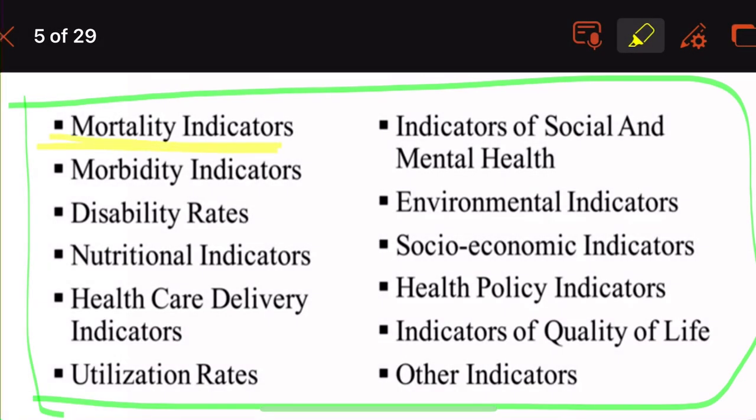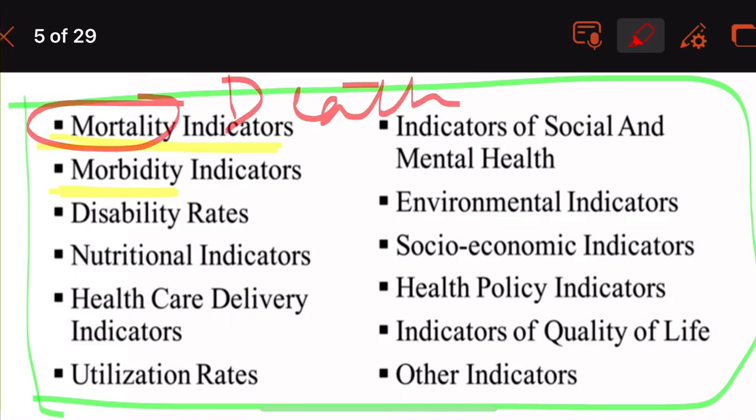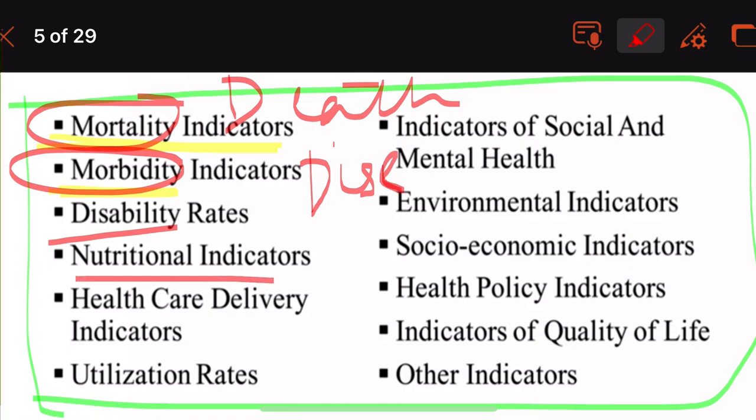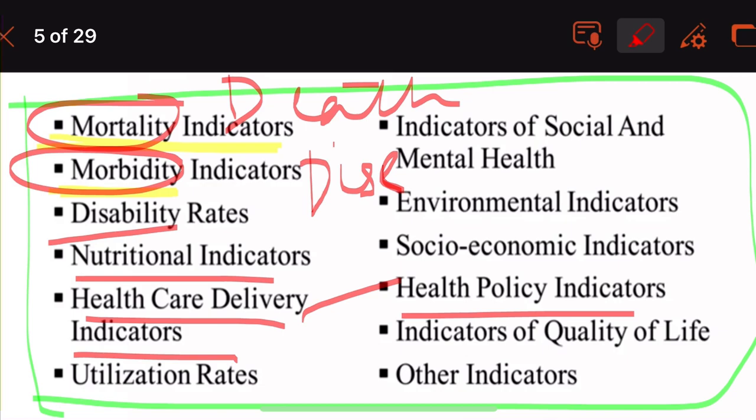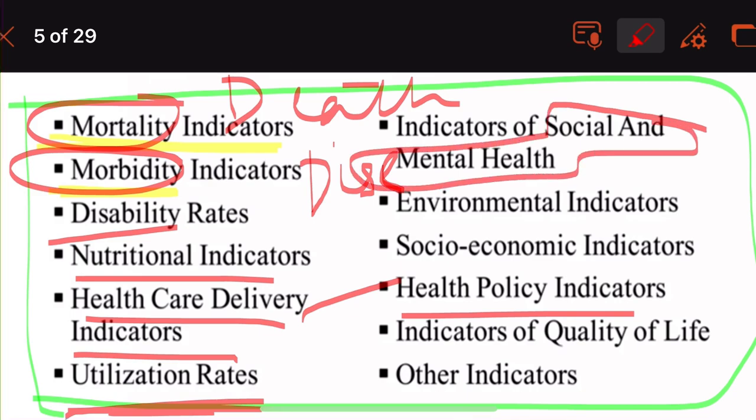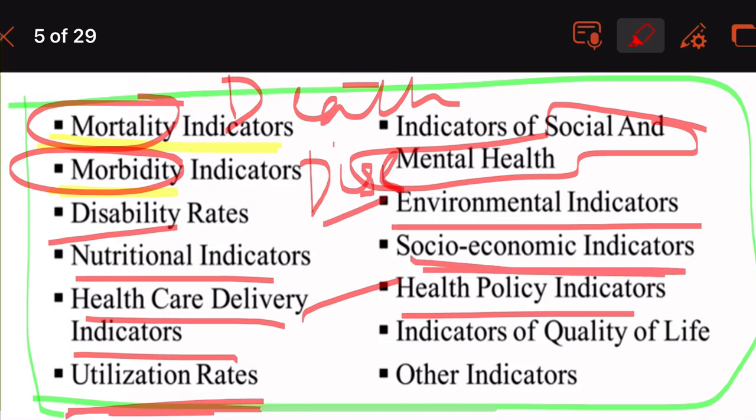We have the mortality indicator, morbidity. Now what is the difference? Mortality is nothing but death. What do you mean by morbidity? Morbidity is the disease. Disability, nutritional status, nutritional indicator, healthcare delivery indicator, health policy indicator, and then utilization rates, indicators of social and mental health, environmental indicators, socio-economic indicators. All these together you can remember: environmental, socio-economic, indicators of quality of life.